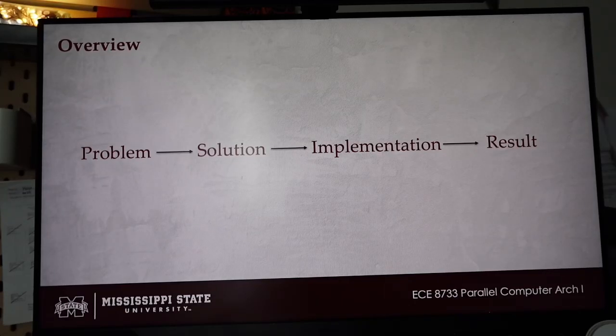Okay, let's look at the overview of this presentation. First, we're going to talk about the problem they see and give out the solution. Next, we'll talk about the implementation, and last, we'll talk about the results they got.